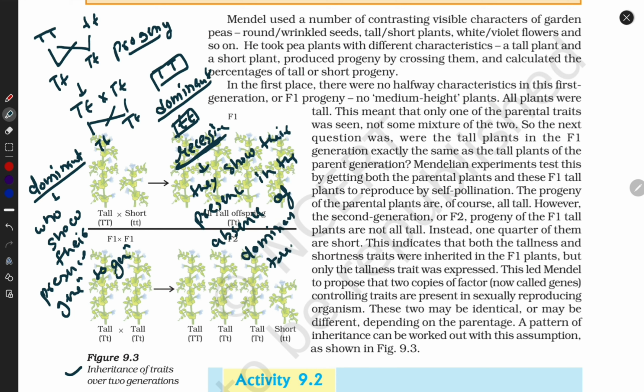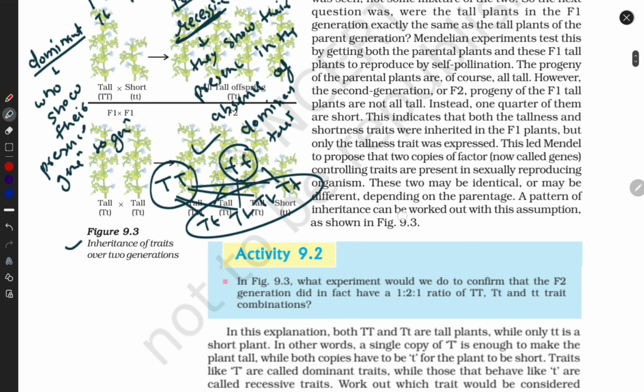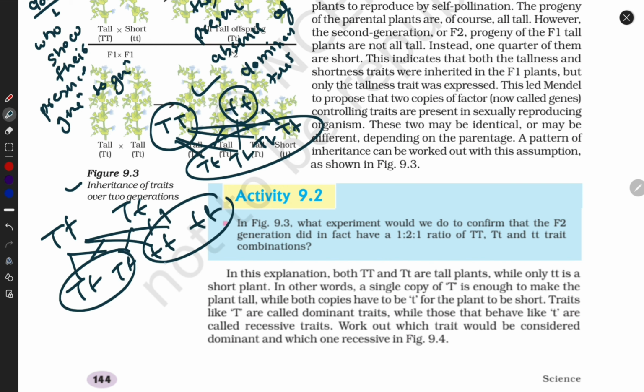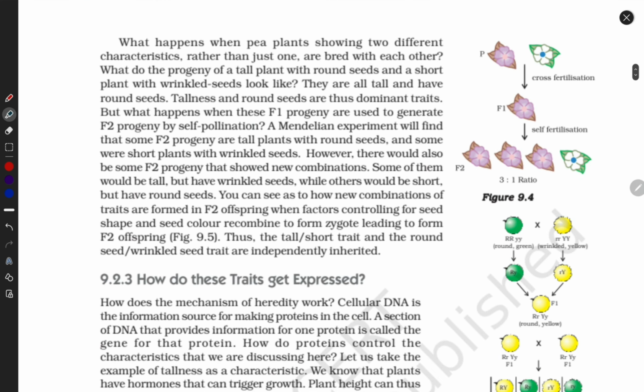Okay guys, capital T is dominant, small t is recessive. So capital T shows its presence, but small t can't show its presence in this cross. I already explained this in my previous lecture. If I cross with these traits, then small t shows its presence in the absence of the dominant gene. Is it clear guys? Then we studied a different example, like flower color.